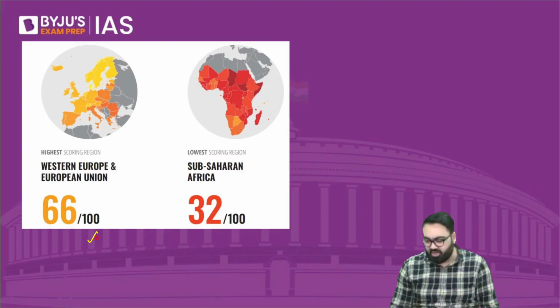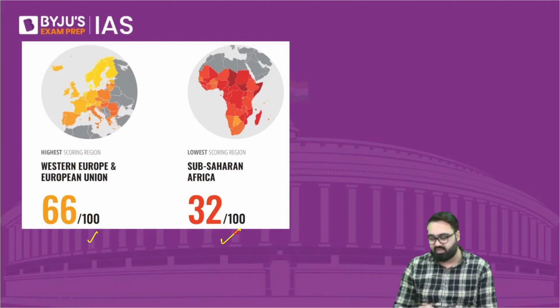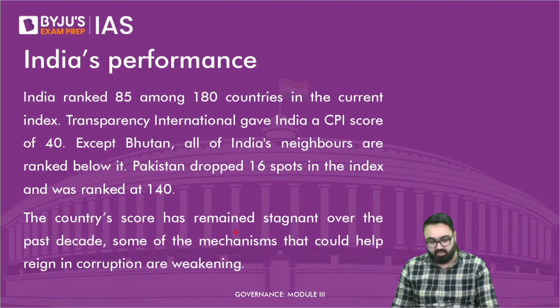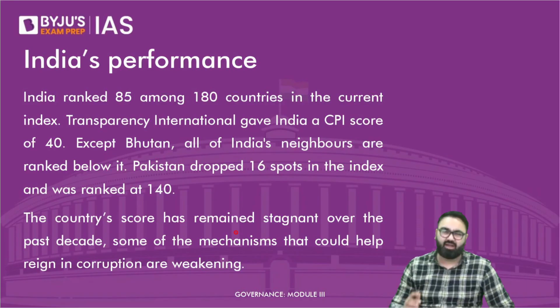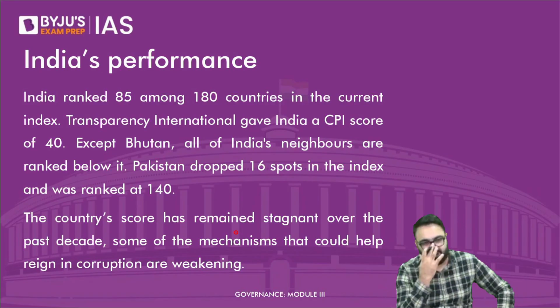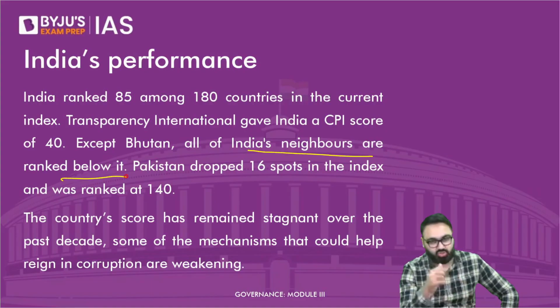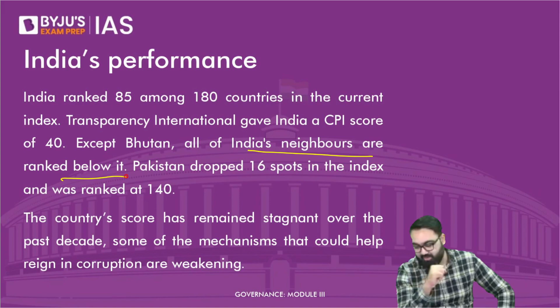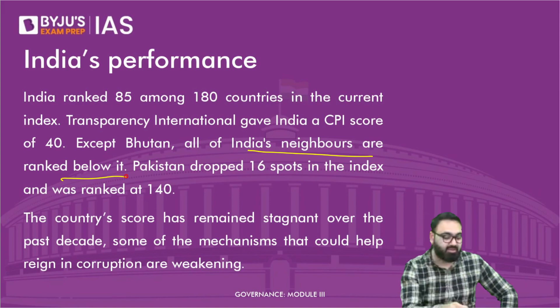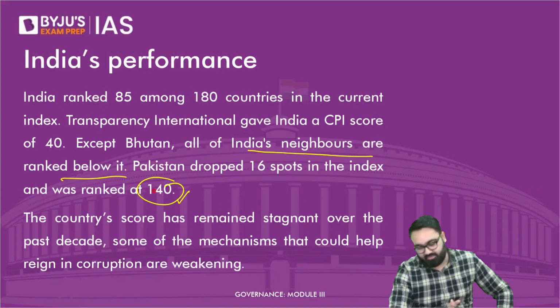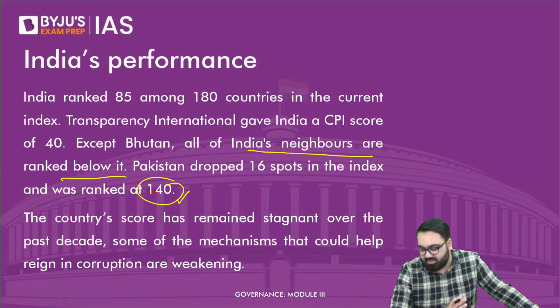As expected, Western Europe, the European Union, had the highest score amongst the regions. Sub-Saharan Africa, some of the poorest countries in the world are here. They got a pretty low rank. Now, India's performance, we are somewhere in the middle, 85 out of 180 countries. Obviously not great. Except Bhutan, all our neighbors are ranked below us. So, good job. We defeated Pakistan. Congratulations. They are ranked at 140. If that makes you sleep better, great. Our score has remained kind of stagnant over the years. It's been around 40 for some years now, so it's not going up or down.